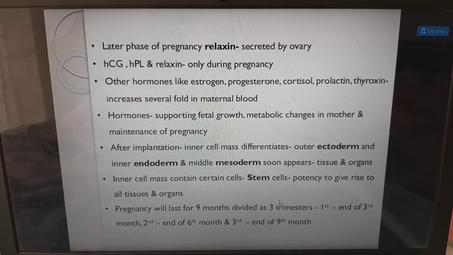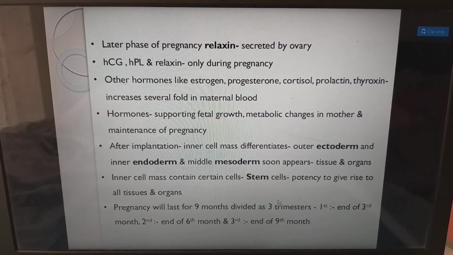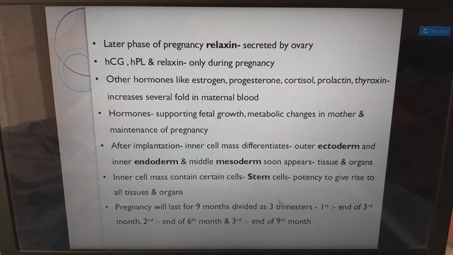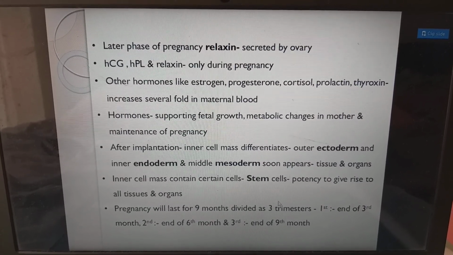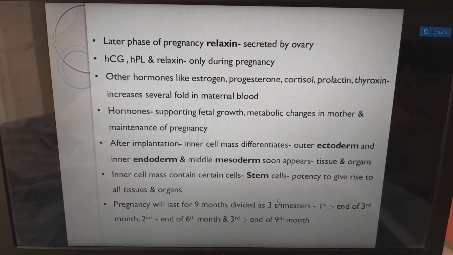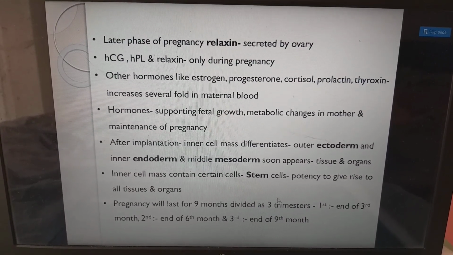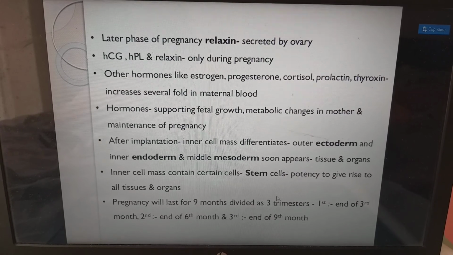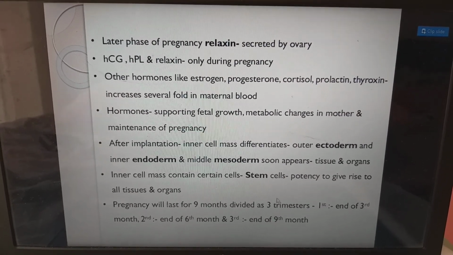After implantation, the inner cell mass differentiates into outer ectoderm and inner endoderm, and the middle mesoderm soon appears, and the tissues and organs soon will be developed. The inner cell mass contains certain cells which we call stem cells. They have the potency to give rise to all tissues and organs.